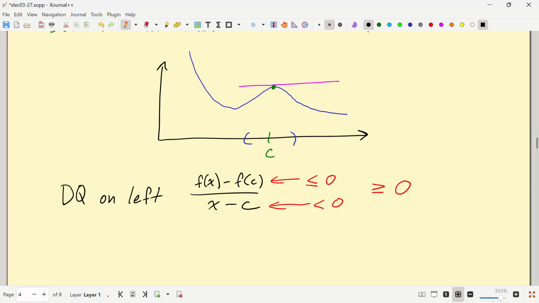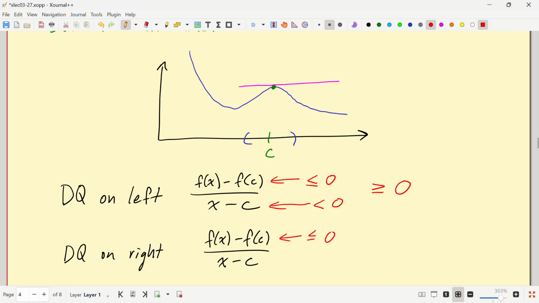And when you think about the difference quotient on the right, we'd have f of x minus f of c. Well, f of c is the biggest one around. So that thing is still less than or equal to 0 on top. But now when x is to the right, x minus c would be positive.